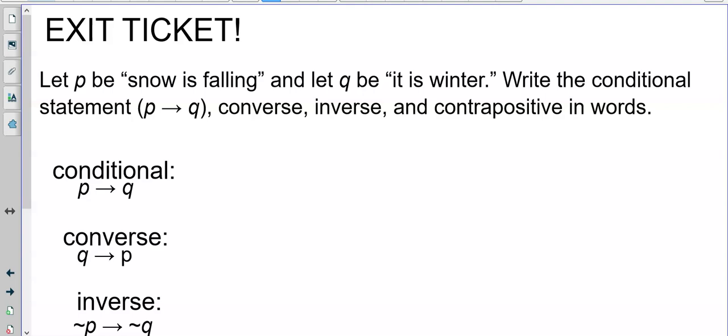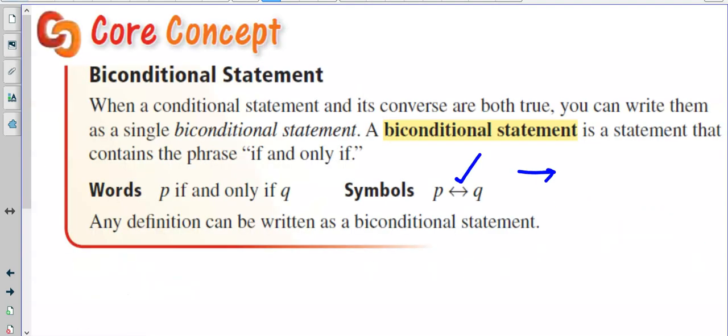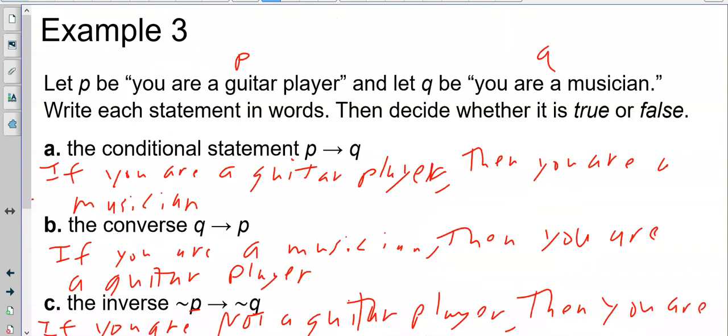All right, exit ticket. Again, you're going to do this on your own. So when you're doing this for practice, look back at example 3. Okay, so you're going to do the exit ticket on your own, and we'll discuss it in class.